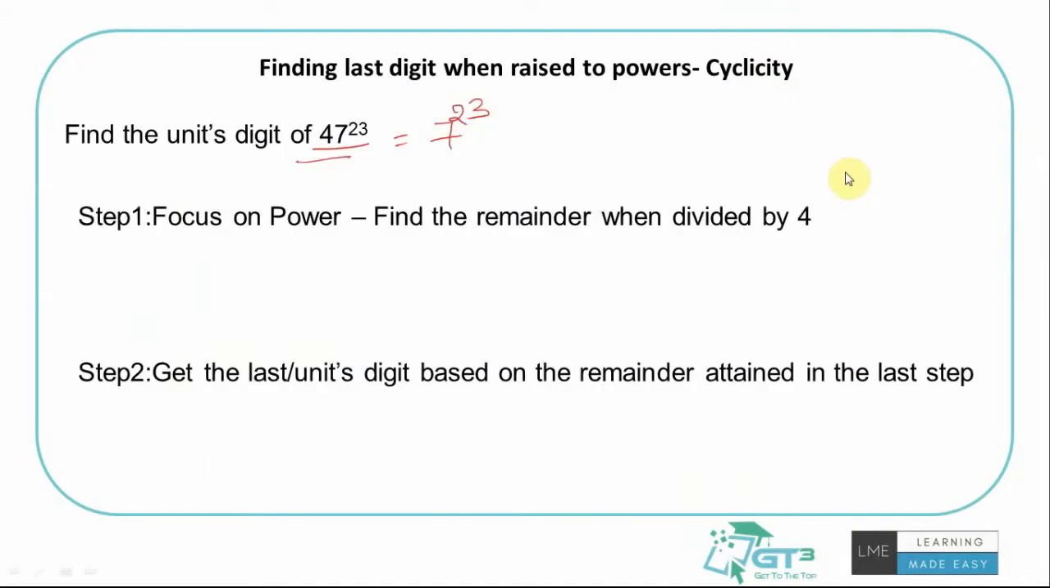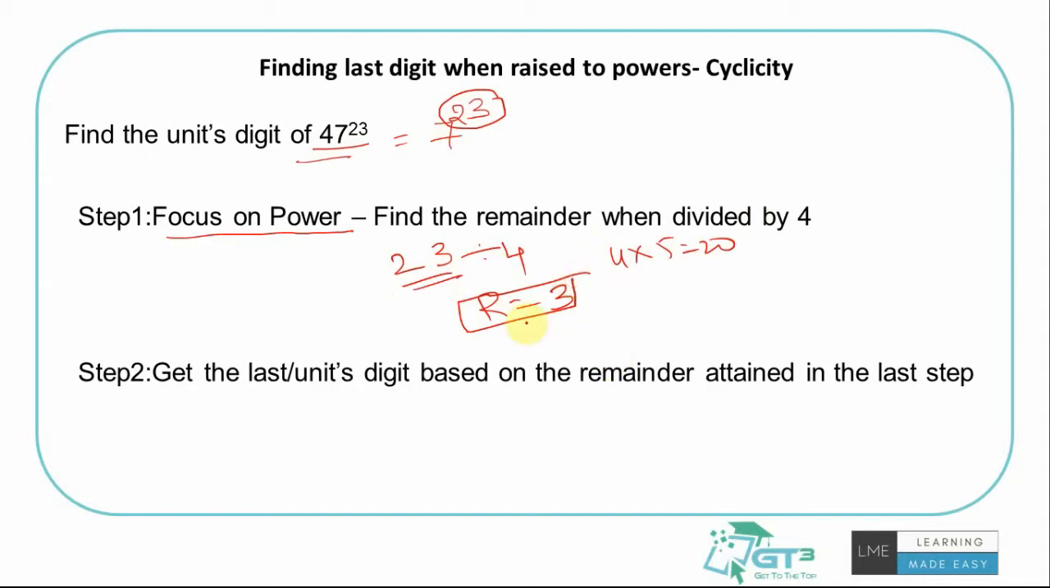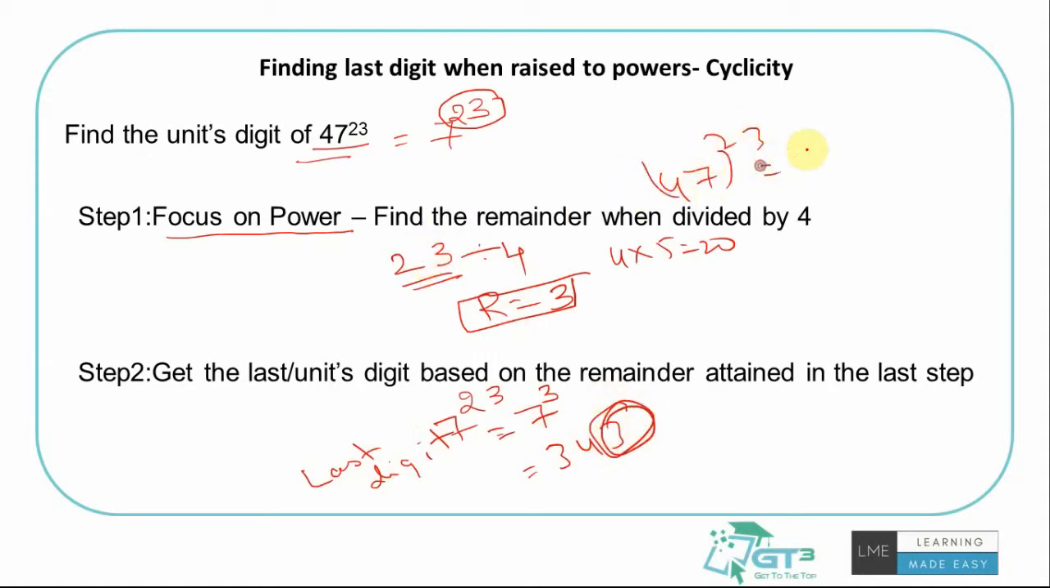Let's say, again using the same logic, the step to follow is to focus on the power first. The power is 23. 23 divided by 4, what would be the remainder? The closest multiple of 4 is 4 fives are 20, and 4 sixes are 24, which is greater than 23, right? So the remainder is 3. Once you know the remainder is 3, that means 7 power 23 is the same as 7 power 3 in terms of the last digit. 7 cubed is 343, so I know the last digit is 3.